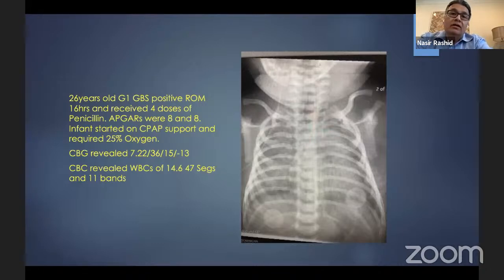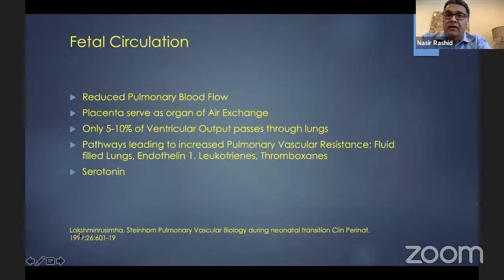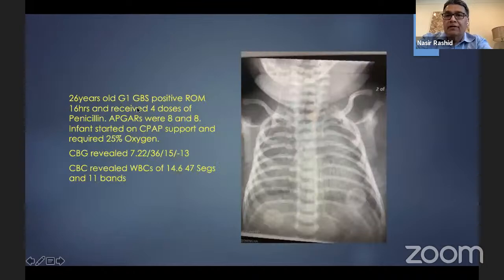And the infant was started on CPAP support and was requiring about 25% of oxygen by the time of 15 minutes of life. And the cap gas revealed a pH of 7.22, 36 was the CO2 with a base deficit of -13. A CBC was done that revealed a white cell count of 14,600 with 47 segs and 11 bands.